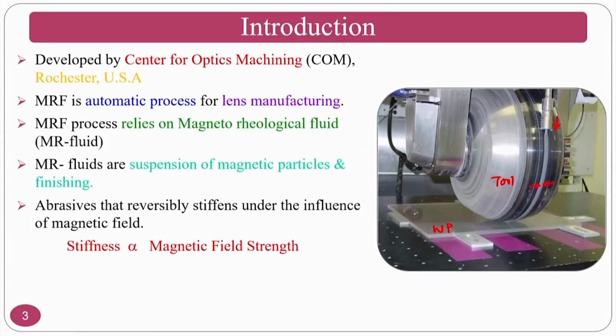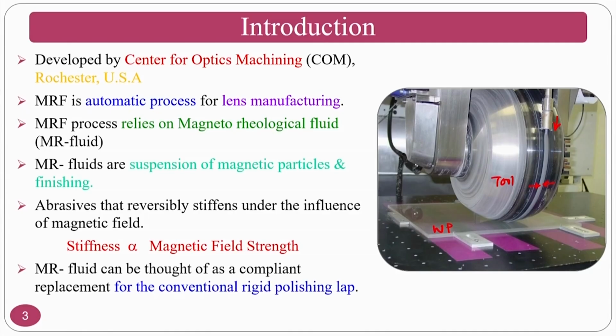So the abrasive particle is not sure that the same cutting edge will come again for the finishing action. The other cutting edge of the same abrasive particle may also come. Okay. There you can also say that this process may be following the 3-body abrasion. Okay. What I mean, if you are not understanding, then I will explain in the upcoming slides also. Okay. So, MR fluid can be thought of as a complete replacement for the conventional grinding polishing lap.